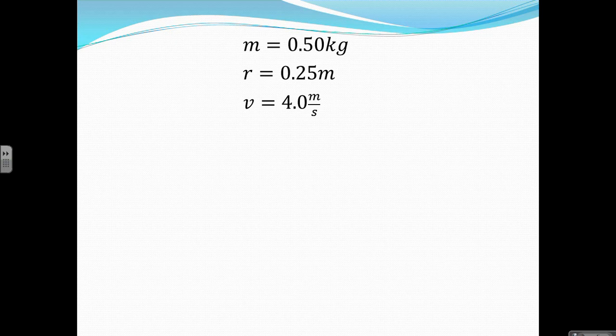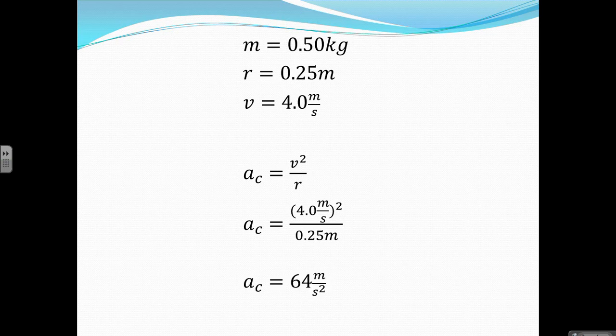Taking these three concepts, we can identify the relationship: centripetal acceleration equals velocity squared divided by radius. Plugging into that, we find that centripetal acceleration equals 4.0 meters per second, squared, divided by 0.25 meters, and that gives us a centripetal acceleration of 64 meters per second squared.